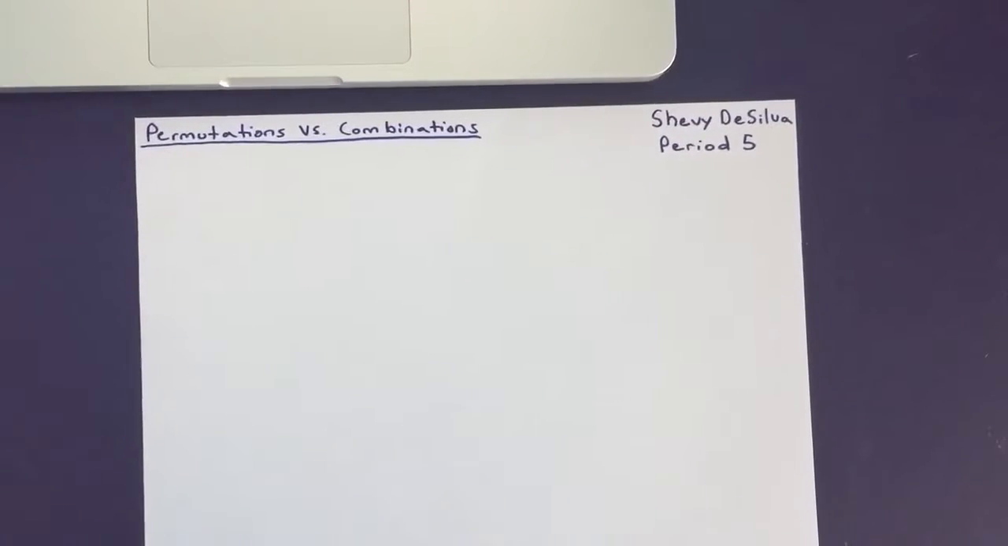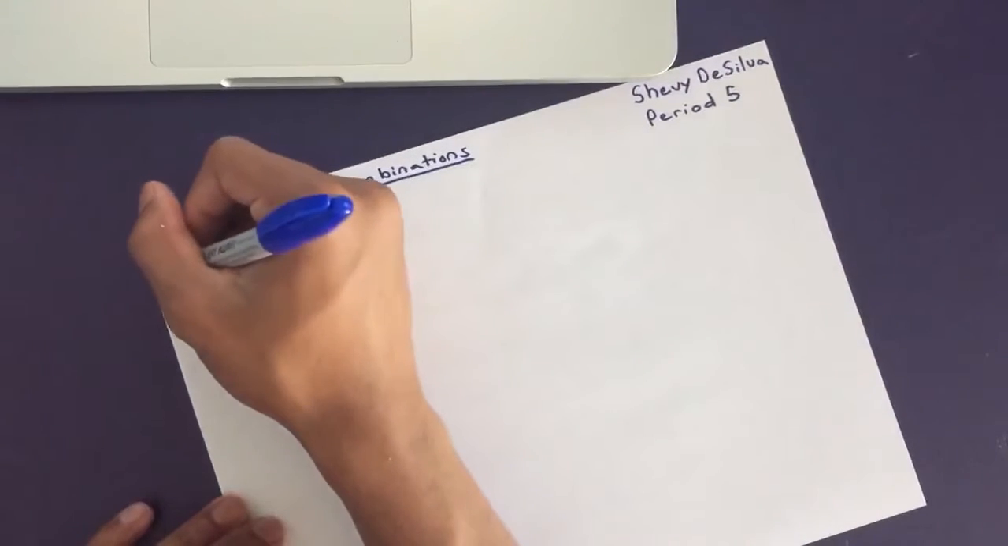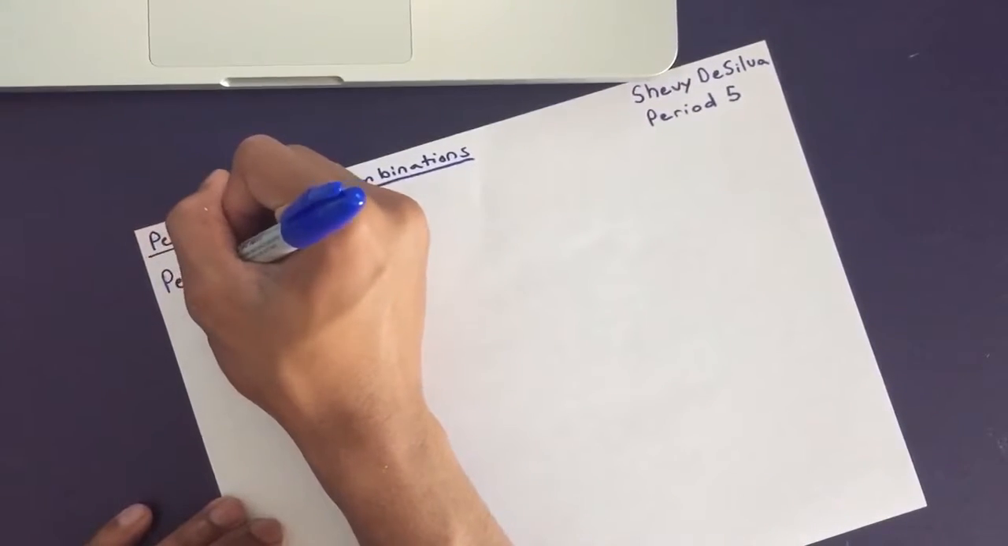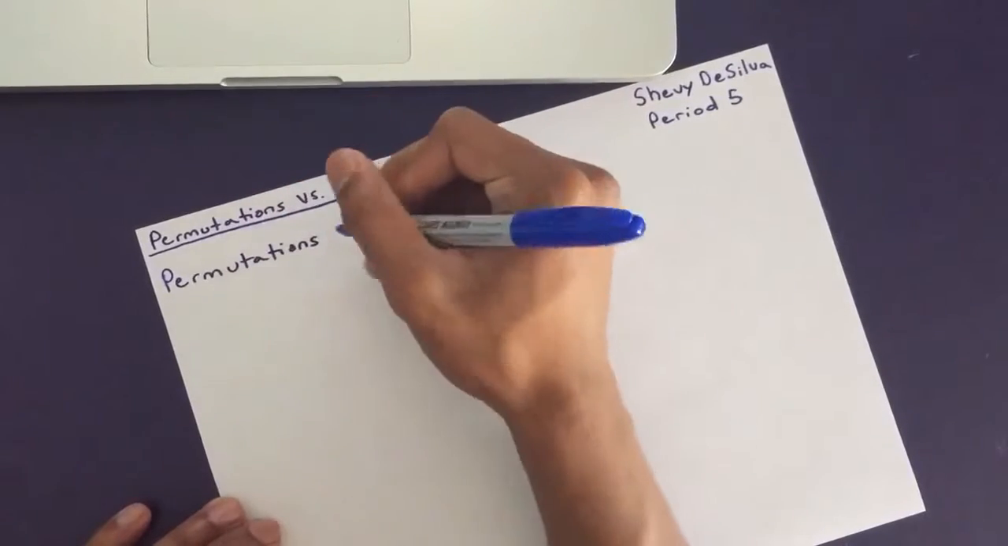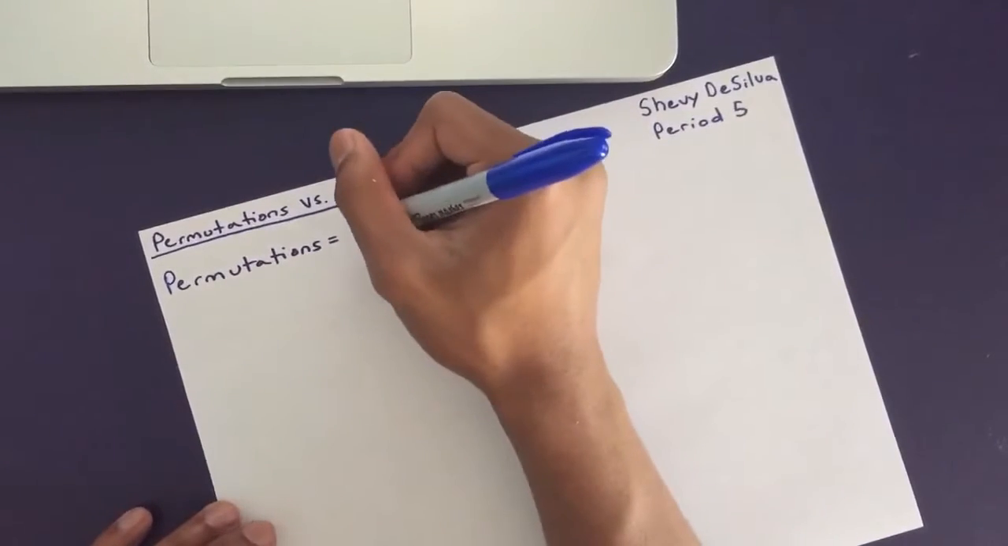So today we are going to be talking about permutations versus combinations. And first of all, permutations are problems when the order does matter.